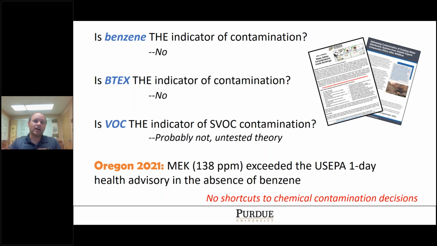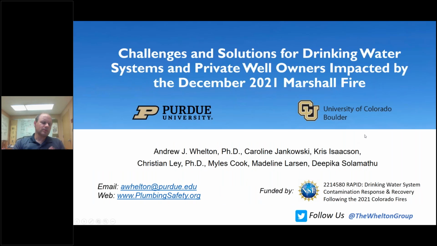To give you a caveat, methyl ethyl ketone was in an Oregon water system when benzene wasn't present, and methyl ethyl ketone was present at 138 parts per million, which exceeds the 1-day drinking water exposure limit here in the US. So chemical contamination is a new dimension to wildfire damage to water systems, and this is something that's probably always happened. Nobody ever tested for it.